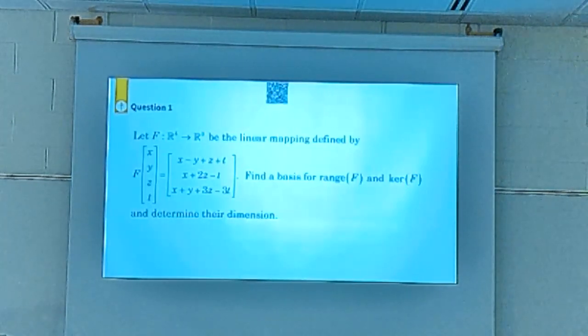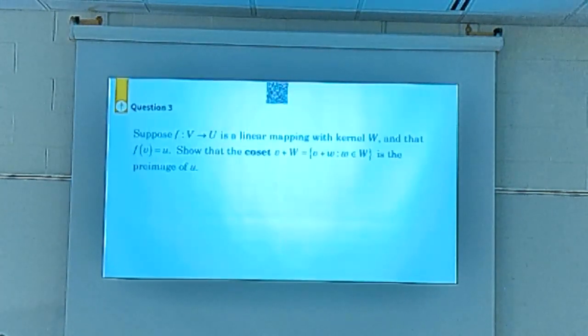And vice versa. Right? You could have a nullity of 0, which means your rank would have to be 4. Which means it's 1-to-1, but not onto. And now we have proof.